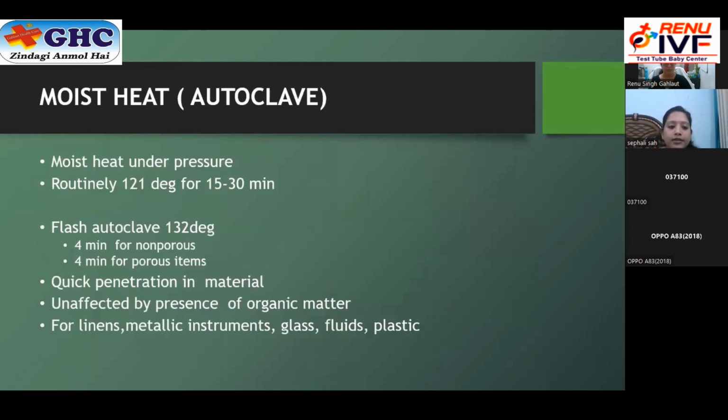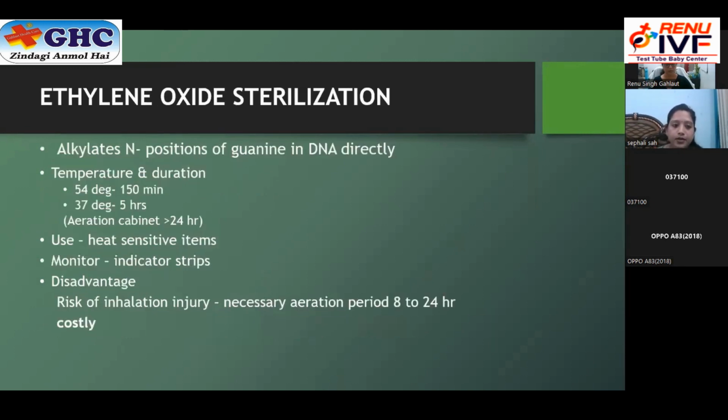Moist heat autoclave, in which moist heat under pressure is used, routinely at 121 degrees Celsius for 15 to 30 minutes. Another one is the flash autoclave, which acts at 132 degrees Celsius for 4 minutes on porous and non-porous materials. Quick penetration in the material, unaffected by the presence of any organic matter. It is useful for linen, metallic instruments, glasses, fluids, and plastics.